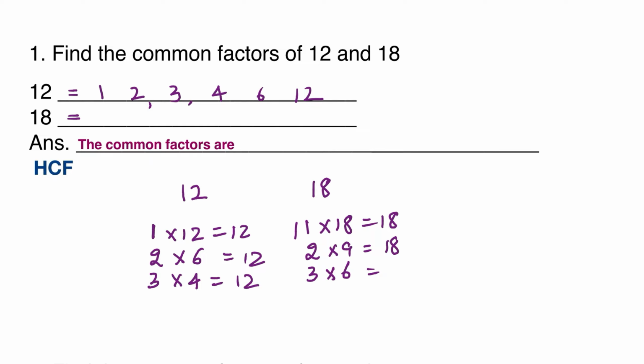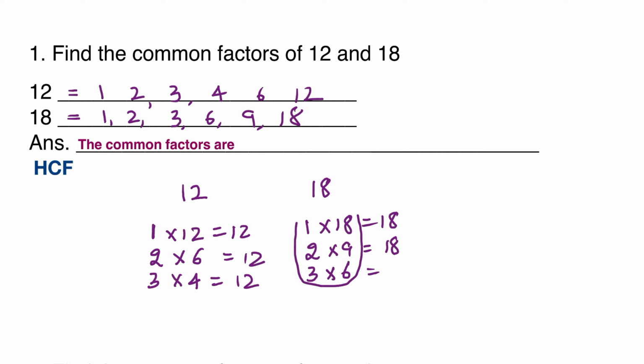So how will you begin? You have to write it in the U formation. Okay. 1, 2, 3. Go like this. 1, 2, 3, 6, 9 and 18. 1, 2, 3, 6, 9, 18 are the factors of 18.